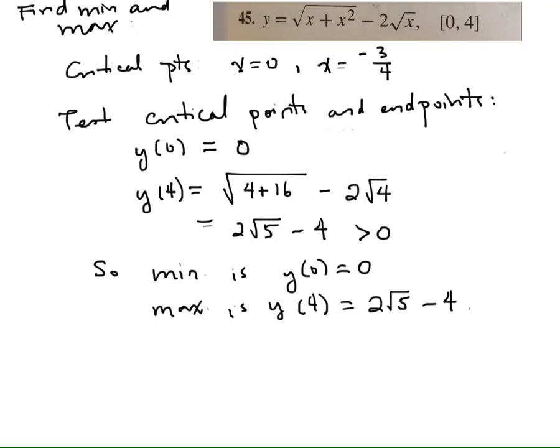Okay, so all we did was we took the derivative to find the critical points, which is where the derivative didn't exist or was equal to 0, and then we just evaluated our function on the critical points in the interval and on the endpoints of the interval. And we found the minimum was 0 and the maximum was 2 square root of 5 minus 4.